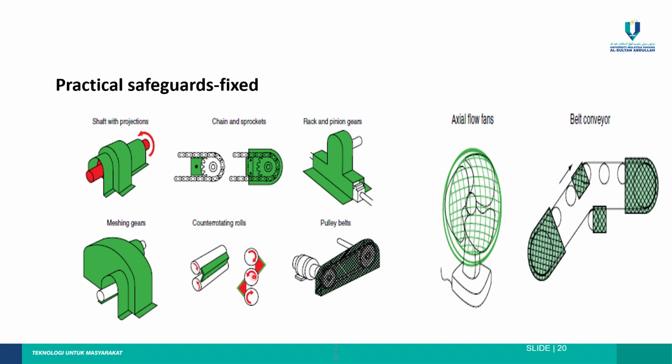For a pulley belt, the rotating part of it is protected by guarding. And then the basic one, if it is a fan, it should be protected. Whether the rotating blades of the fan are made of plastic or metal, if it is made of metal, then it is more hazardous. And also belt conveyors should have their own guarding.